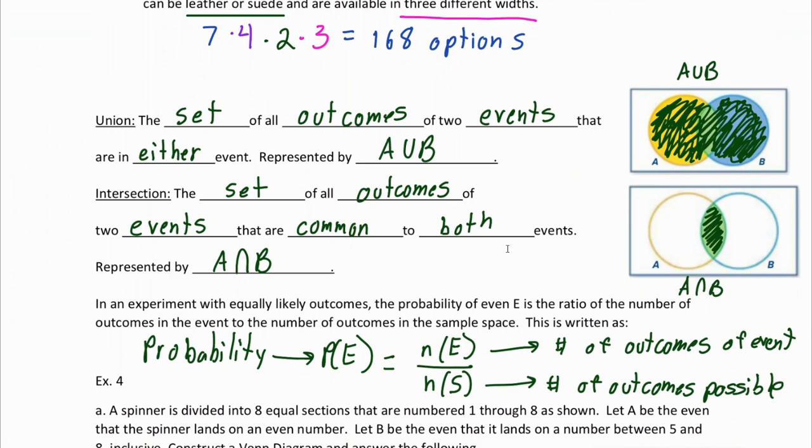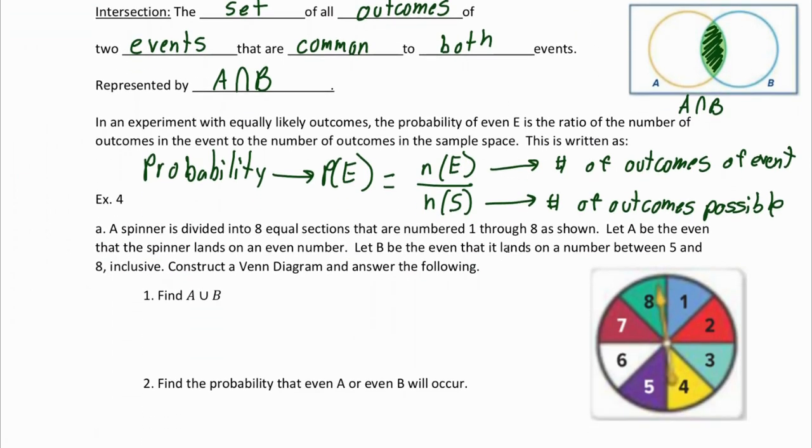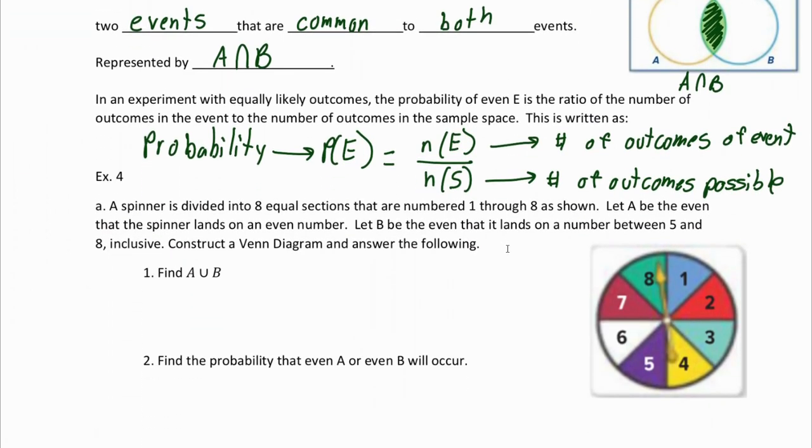Okay, so we're going to do this real quick. A spinner is divided into 8 equal sections that are numbered 1 through 8 as shown. Let A be the event that it lands on an even number. Let B be the event that it lands on a number between 5 and 8 inclusive. Construct a Venn diagram and answer the following. So we're going to start by constructing a Venn diagram.